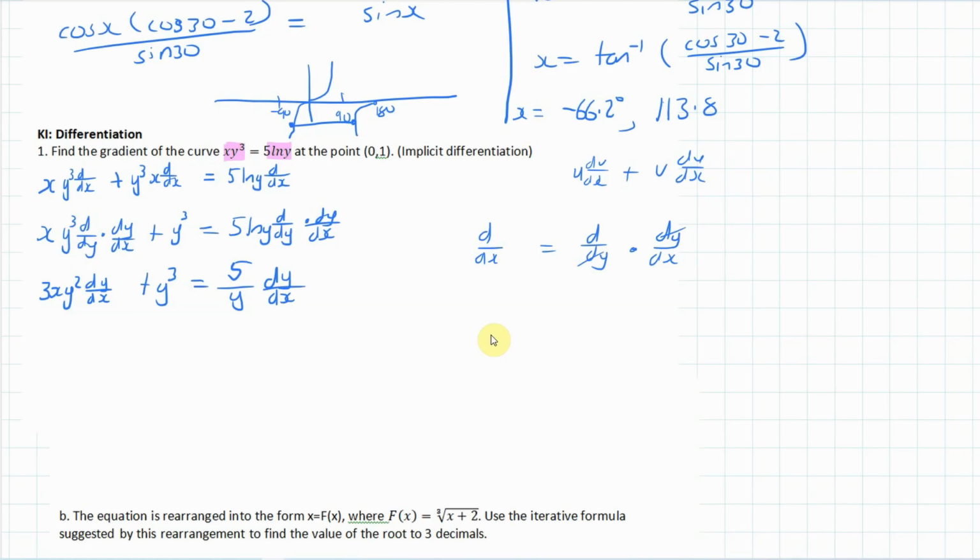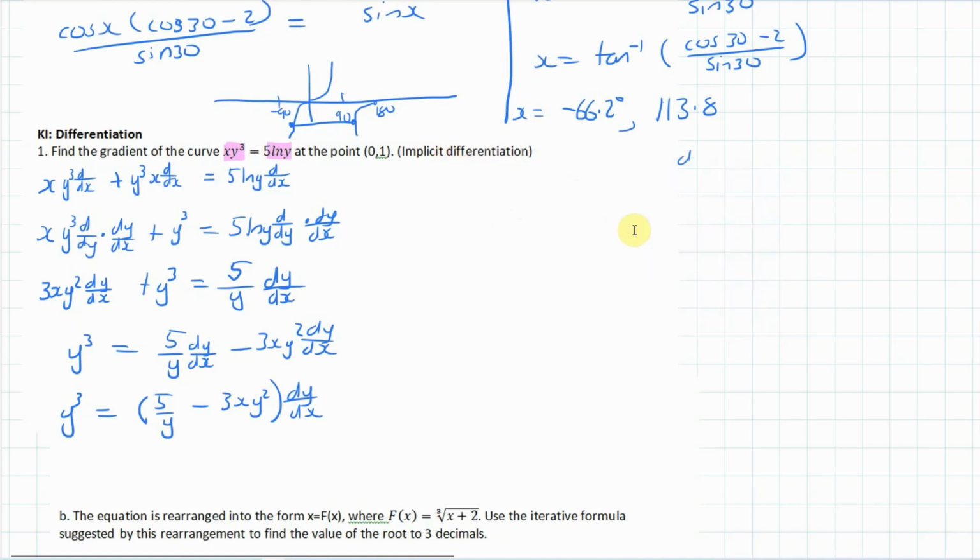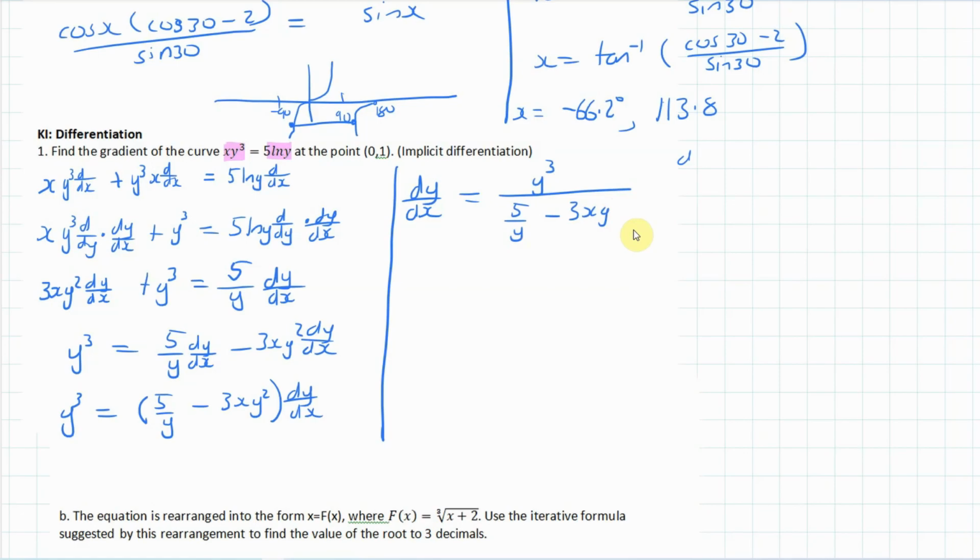My next step is I'm going to bring all of the dy dx's over to this side here. So I've got dy dx minus 3xy squared dy dx, and then I can factorize that side. So I can write it like 5 over y minus 3xy squared, and that's all times dy dx. So at this point, I can get dy dx by itself by dividing both sides by the bracket there. So I should get dy dx is equal to y cubed all over 5 over y minus 3xy squared.